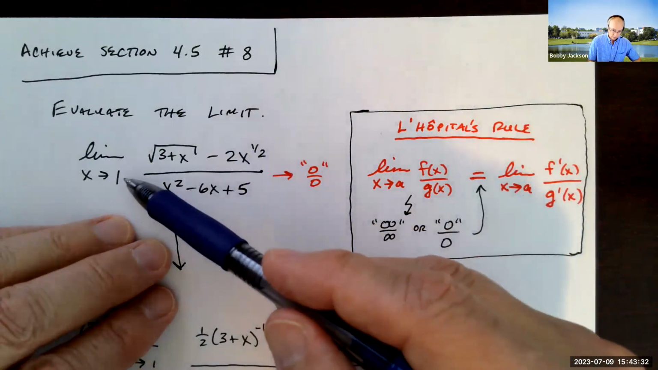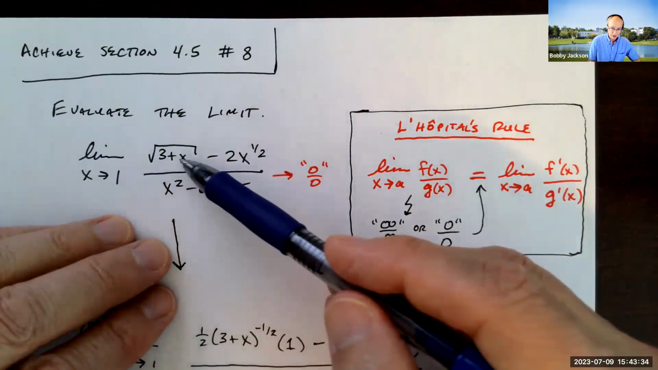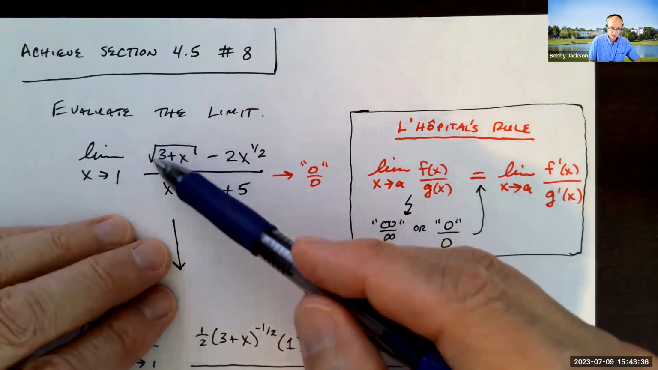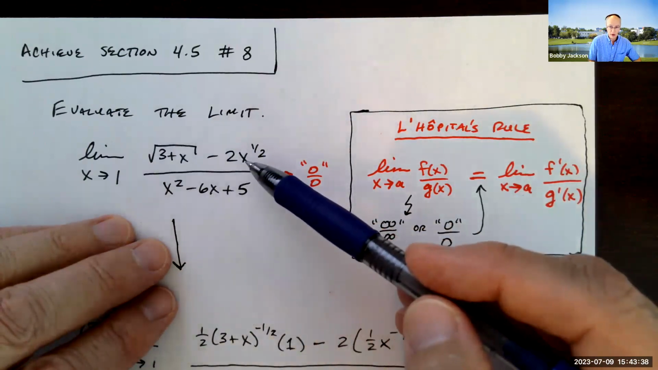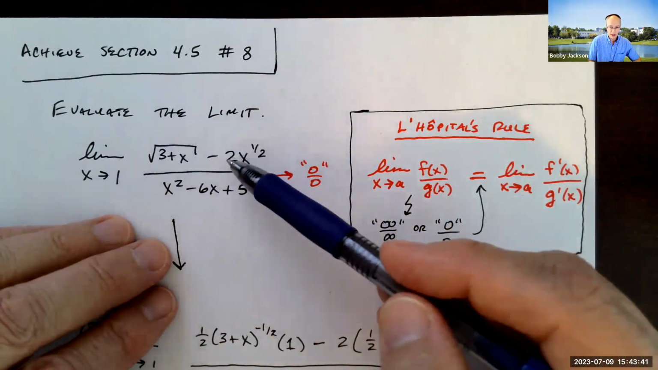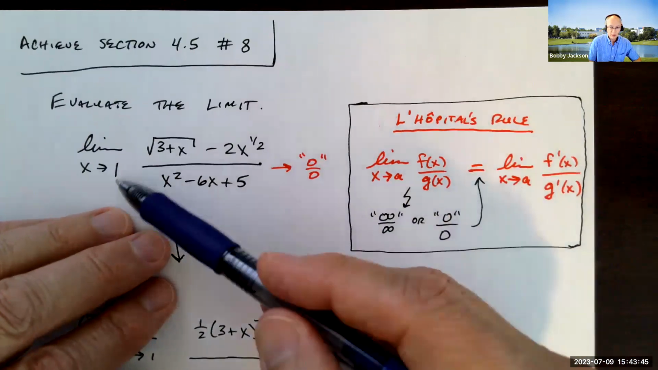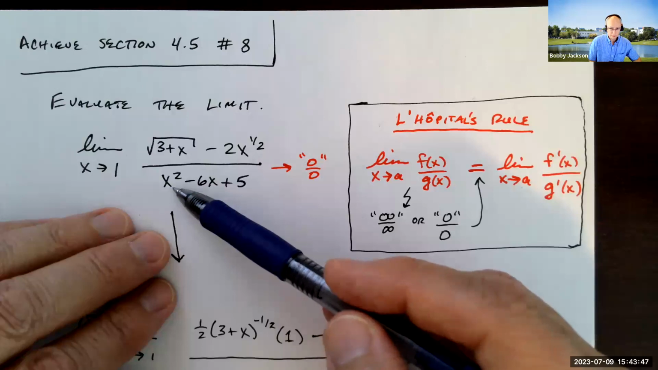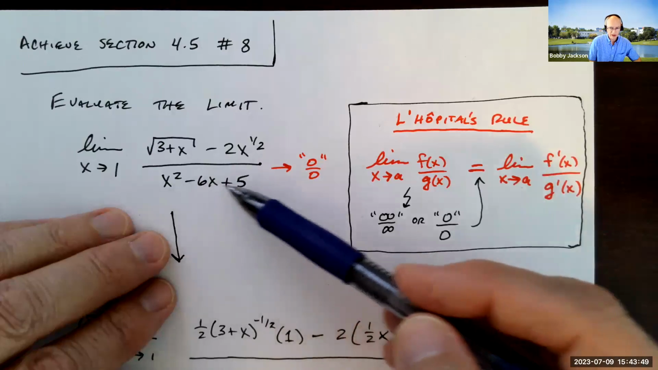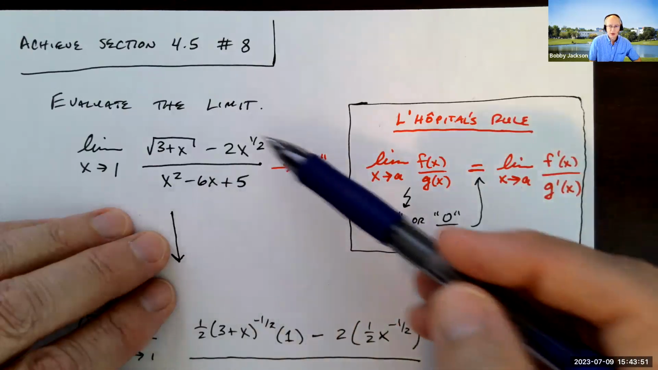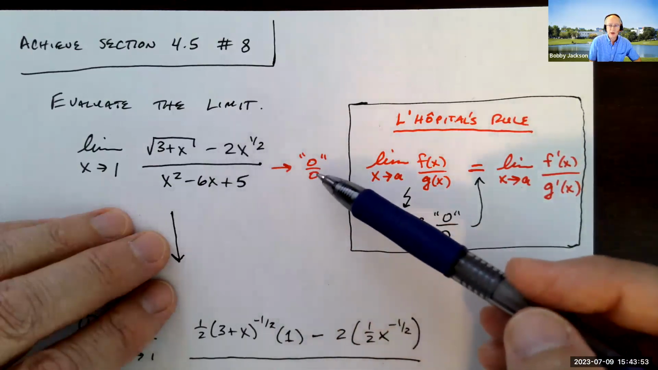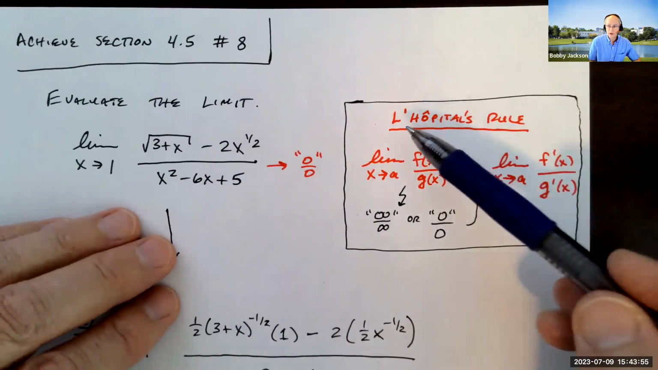1? Well, if I plug in 1 here, 3 plus 1 is 4. Square root of 4 is 2, so this will be 2. If I plug in 1 here, 1 to any power is 1. I get 2 times 1. I get 2 minus 2, so the top is 0. And if I plug in 1 here, I get 1 minus 6, which is negative 5, plus 5, that's 0. So this is 0 over 0. It's indeterminate. But this section covers L'Hopital's rule, right?